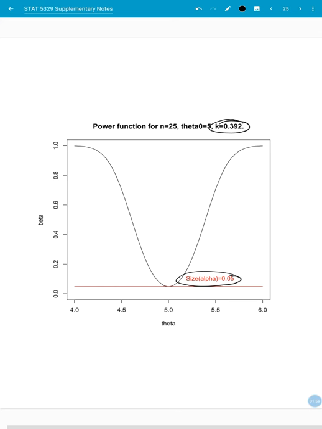So now the question is, can I come up with another test? Thinking ahead, can I come up with another test that has a better power? In other words, can I come up with another size 0.05 test that has a power function that maybe does something like this? If I can do that, this test represented right here is a more powerful test.